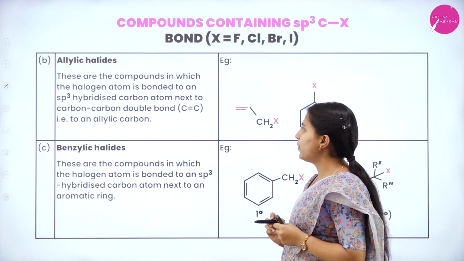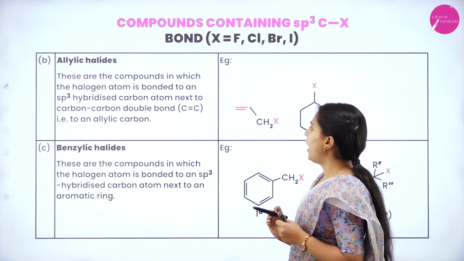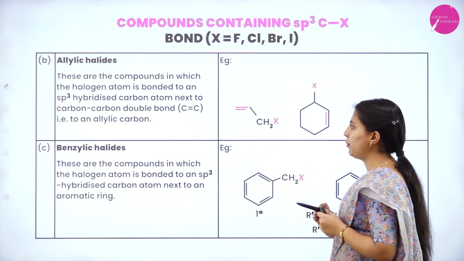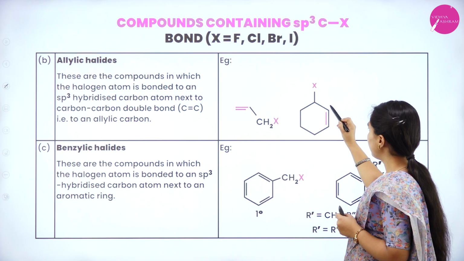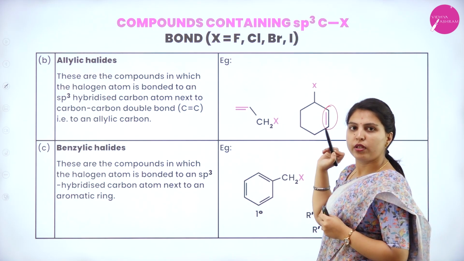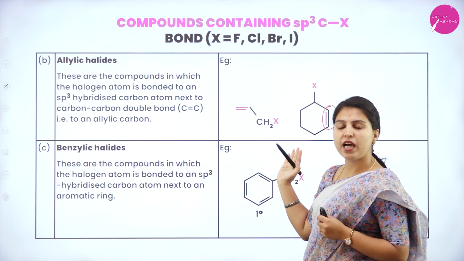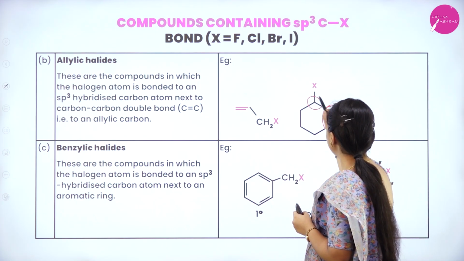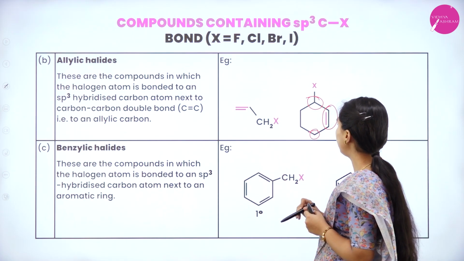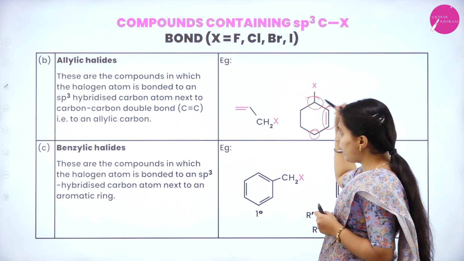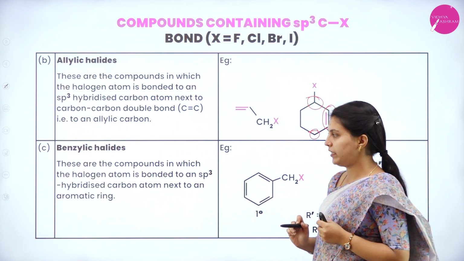These are the compounds in which the halogen atom is bonded to an sp3 hybridized carbon atom next to a carbon-carbon double bond, that is, an allylic carbon. See, this is sp2 hybridized; adjacent to this, next to the carbon-carbon double bond, this portion will be called the allylic carbon. If the halogen is attached there, those halides will be called allylic halides.